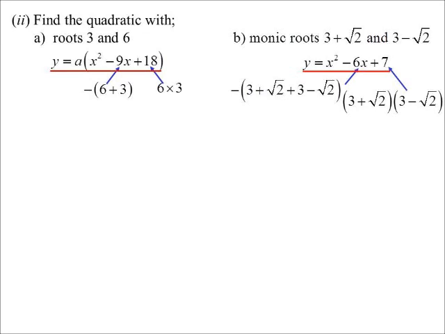In this case, you'll see this word monic. Monic means the coefficient of x squared is 1. Coefficient of x squared is 1.